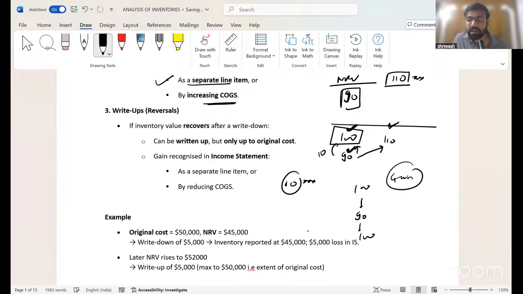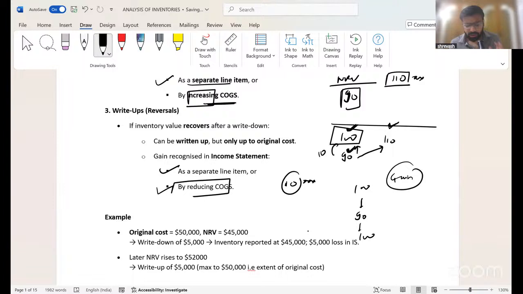Sir, earlier I was recognizing the loss as a separate line item, or I was adjusting it in COGS. Exactly like that, I can recognize this gain as a separate line item or by reducing the COGS, because earlier I was increasing the COGS. And I hope you guys understand this. You don't need to remember whether COGS will increase or decrease. You can simply remember the logic. Sir, it is a gain. A gain should increase my profit and loss. COGS is something that is subtracted, so if I have to increase my profit, I have to lower the COGS so that ultimately my profit increases. That is how you think about it. You don't memorize these things.